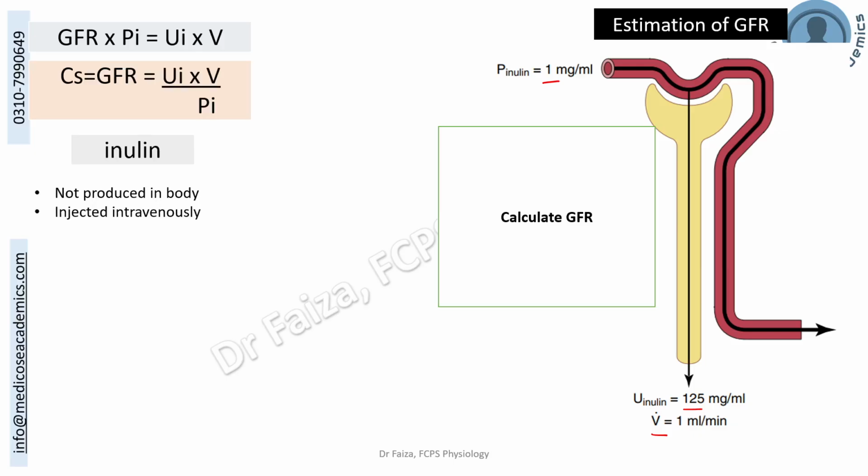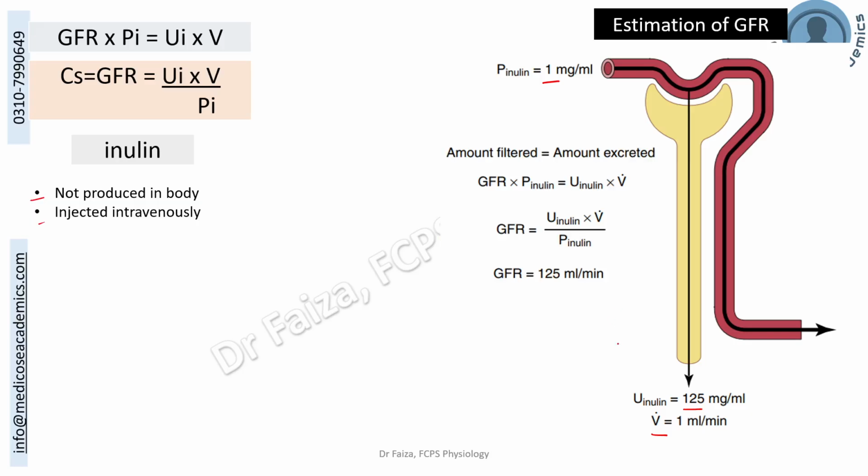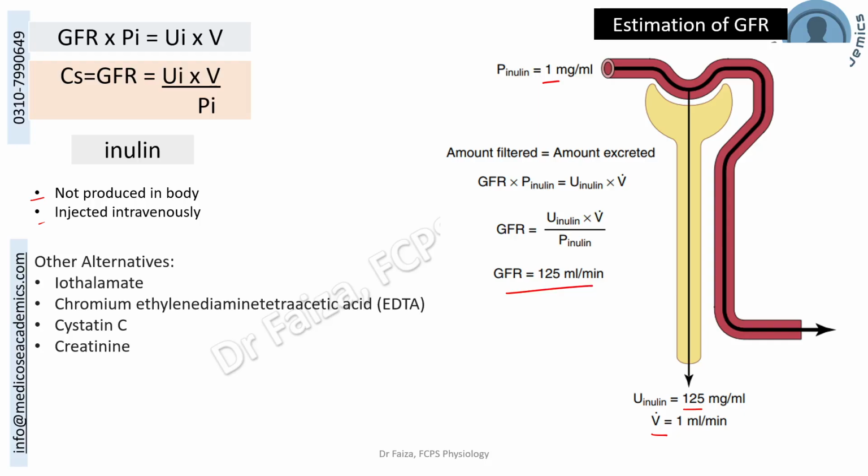If you put all these in the formula, you will get the clearance of inulin, which is equal to the GFR. Inulin is, however, not produced in the body, and we have to inject it intravenously and calculate its clearance to estimate the GFR, which is exactly 125 mL per minute. This is the gold standard for estimation of the GFR, inulin. Other alternatives are given, for example, iothalamate, EDTA, cystatin C, and creatinine.